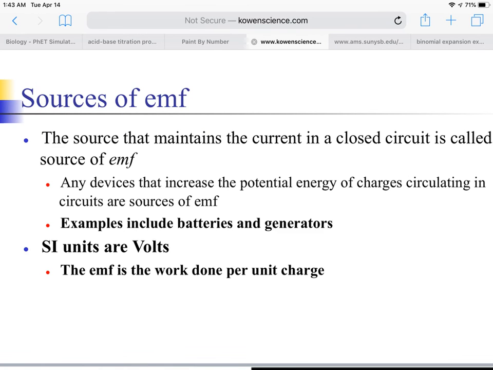The source that maintains the current in a closed circuit is called EMF. So any device that increases the potential energy of a charge circulating in the circuit would have this, for example, batteries and generators. Remember that the units are volts and that EMF is the work done per unit charge.